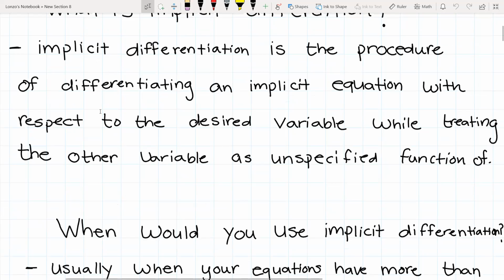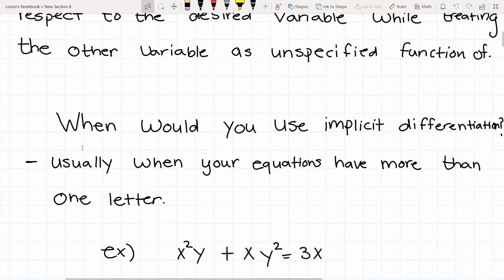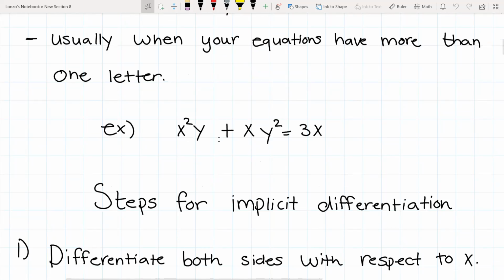Okay, so when would you use implicit differentiation? Usually when your equation has more than one letter or different letters, right? An example would be x squared y plus xy squared equals 3x. That is the perfect example of when you could use implicit differentiation.